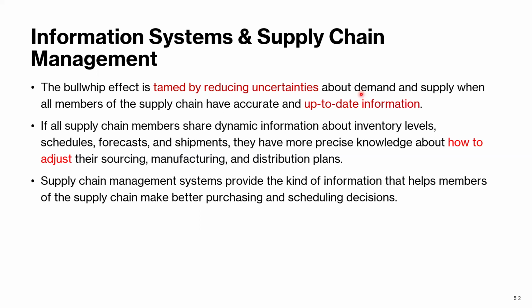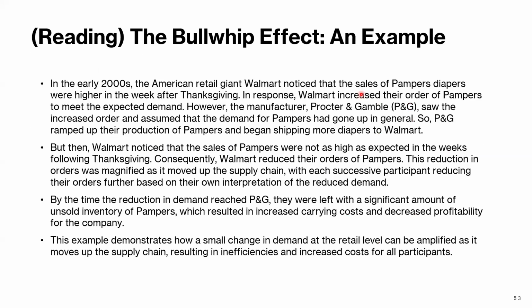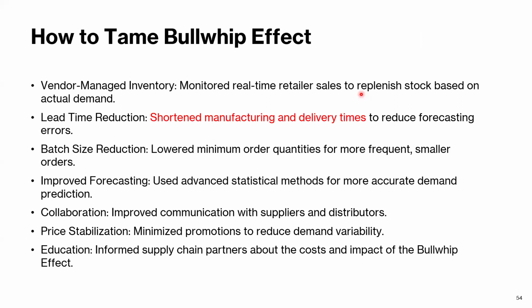So the role of information systems such as ERP systems or supply chain management systems is very important. Okay, this is one example of the bullwhip effect. I encourage you to read this one. There are plenty of methods to prevent the bullwhip effect.